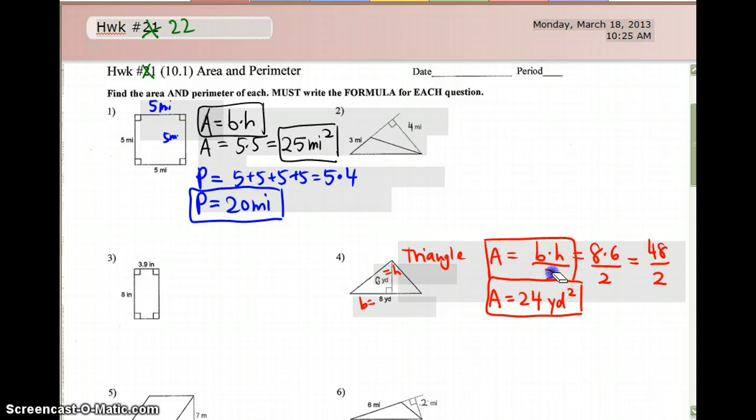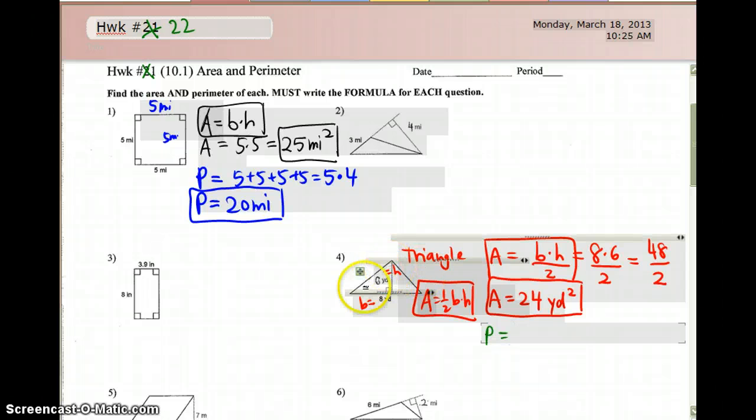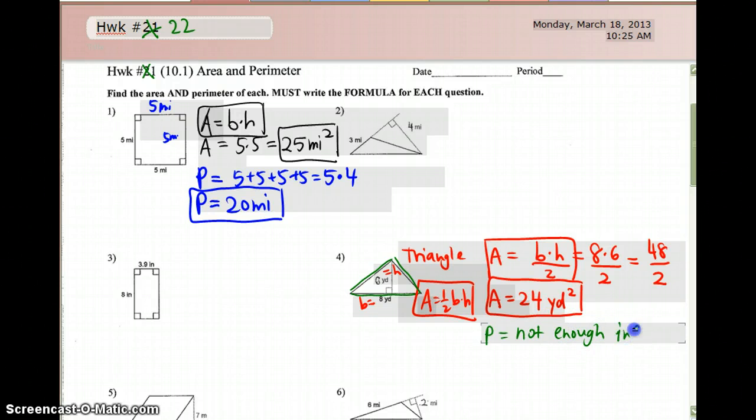Now that's not the only way to represent the formula of a triangle. I could also use area equals half base times height if you would like to. So that's also correct. And then to find the perimeter of the triangle, I need this side down here, which is 8. I also need the slanted sides of the triangle, which I don't have. So we're going to say not enough information. So you don't have to do the perimeter of number 4 at all.